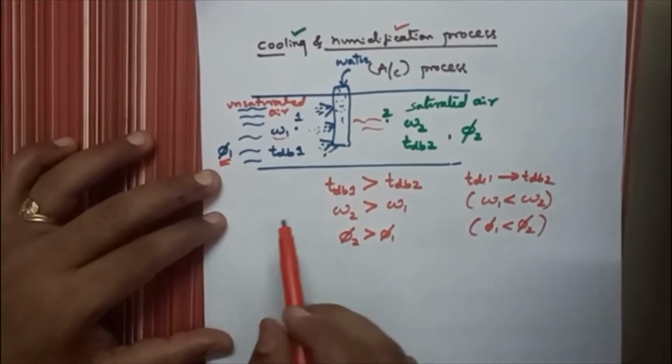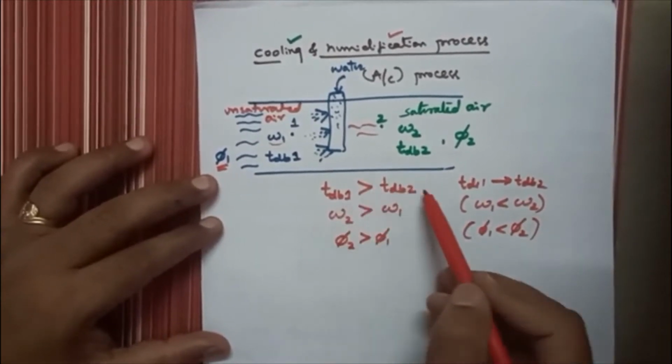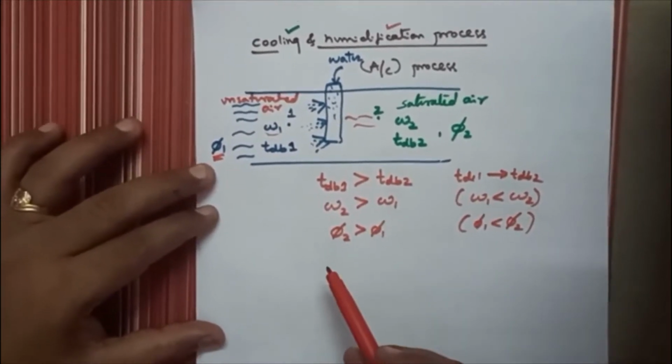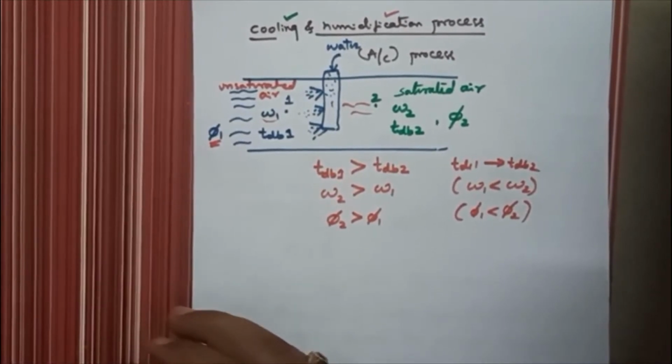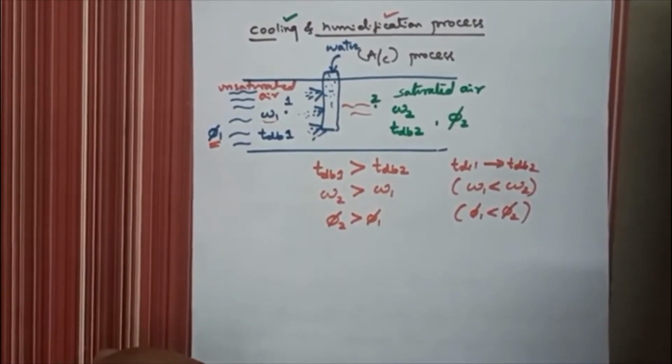Okay, now these three properties we will represent on the psychrometric chart. So I will take one psychrometric chart here.